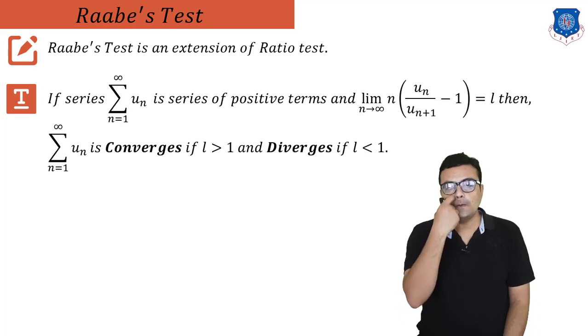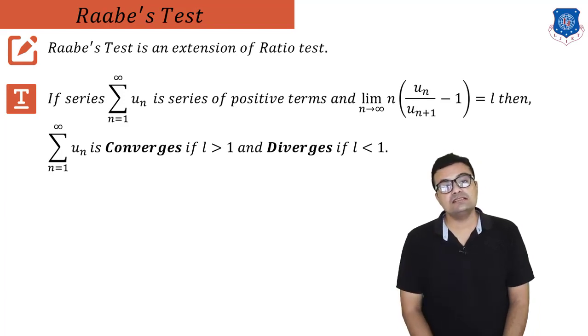So somehow this is pretty much close to our regular ratio test in form of condition. See here, again I need to consider a term which is depending upon ratio, but now it is slightly defined in a different way. In place of un upon un plus 1, it is un upon un plus 1 minus 1, and then it is multiplied with small n.